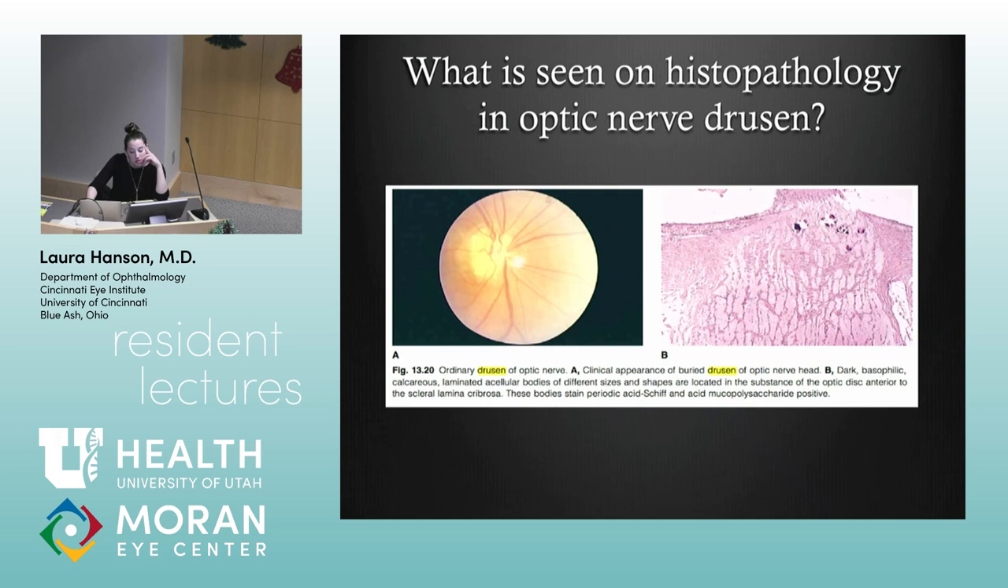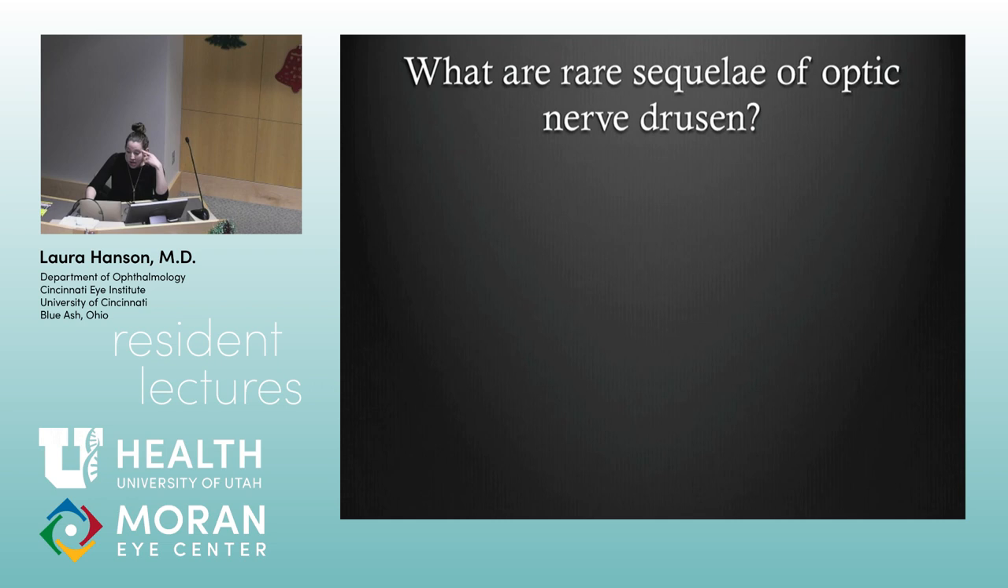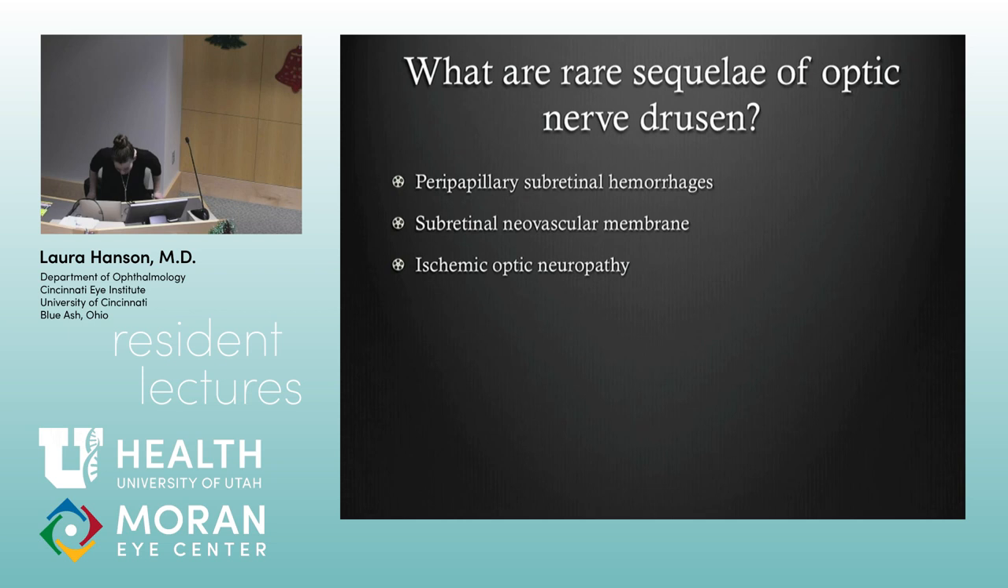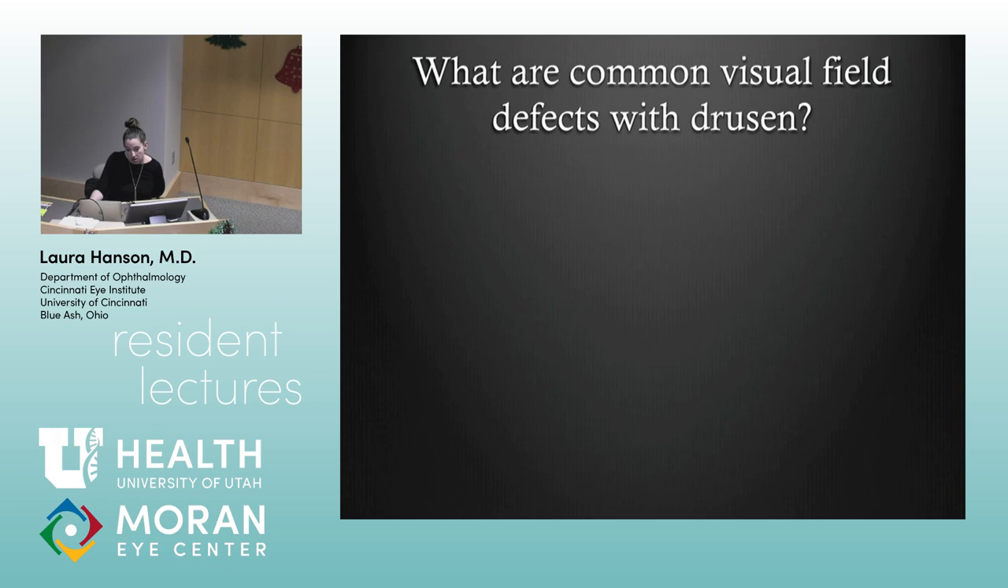What are the rare sequelae of optic nerve drusen? Can anybody tell me what sometimes happens with them? They're not always totally quiet and benign. So you can get neovascular membranes and hemorrhages, and if they compress the nerve enough, you can get an ischemic optic neuropathy. But peripapillary CNVM can be from drusen. What's the most common visual field defect from drusen? They can kind of do anything, but most common is inferonasal.